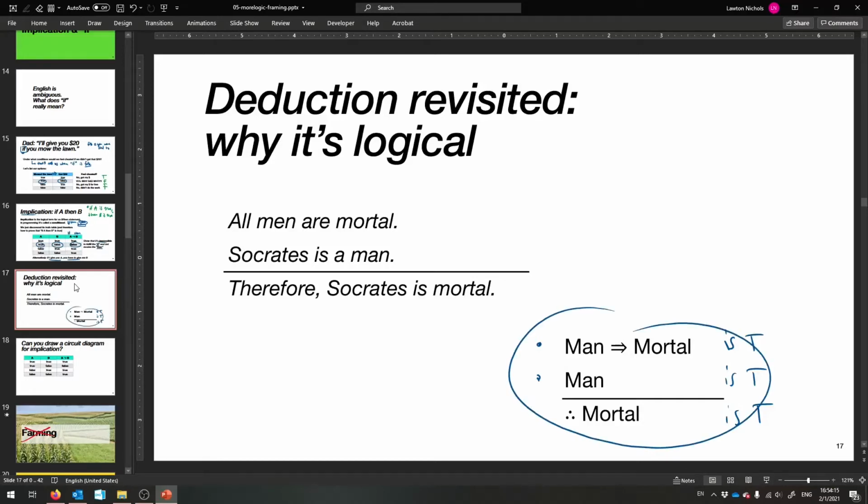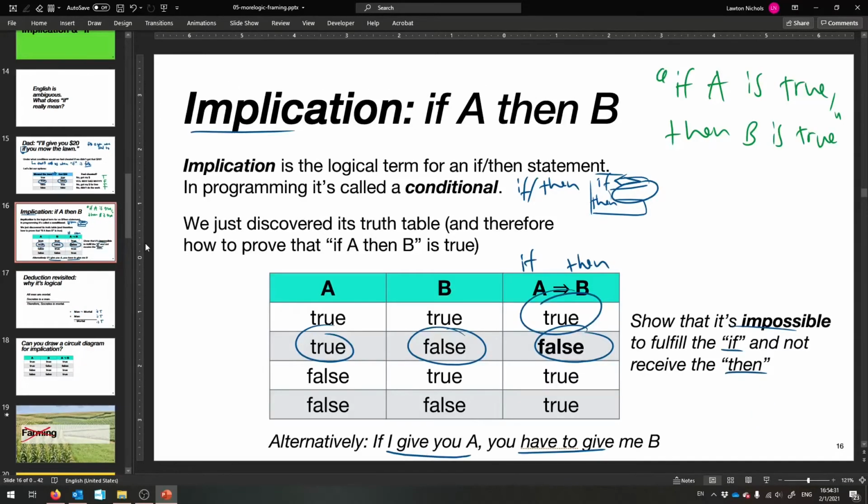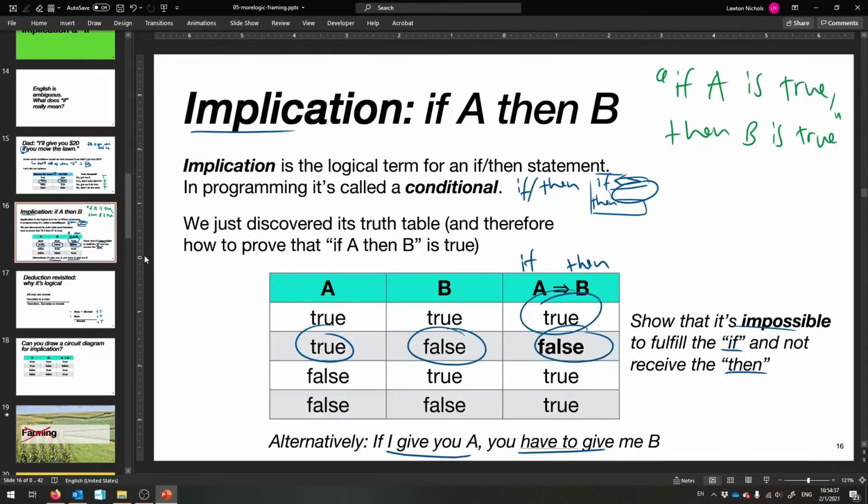We can prove validity of this argument very, very quickly because we can just read it off of the truth table. We know that this is true. We know that this is true. So we must find out that this is true. So if we go back, A is man, B is mortal. I know that this is true, and I know that man is true. I know that this is true, and I know that this is true.